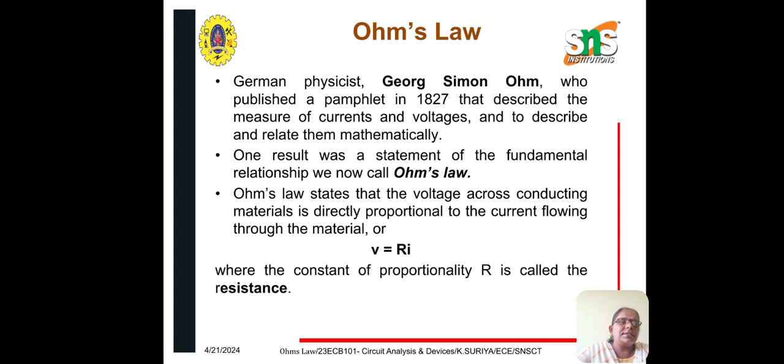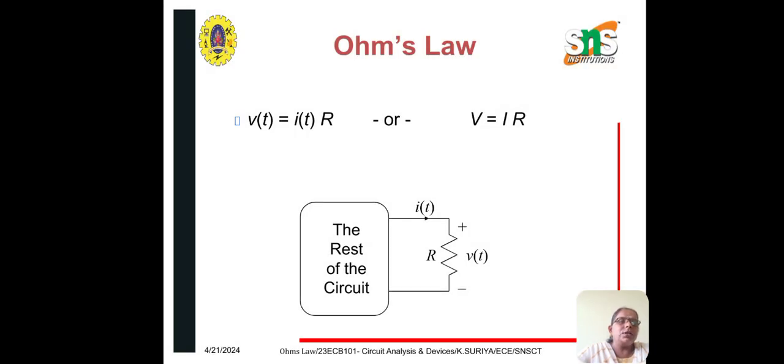So Ohm's law states that the voltage across a conducting material is directly proportional to the current flowing through the material. Or else we can say that V is equal to R into I, where V represents the voltage, R represents the resistance and I represents the current. So R is the constant of proportionality. You can also represent this in continuous time as V(t) is equal to I(t) into R, or in general we can represent it as V is equal to I into R.